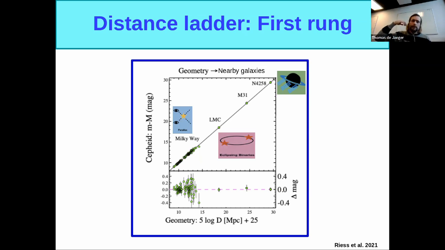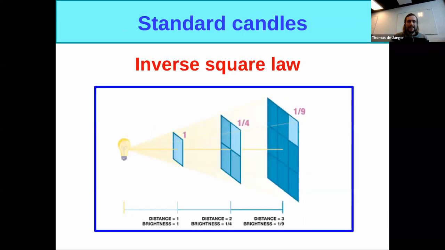Then you want to go further and further. You cannot use a ruler to measure distances in the sky, so you need to use what we call a standard candle. And this very simple method too is based on the inverse square law. Imagine you have a light here, and you are at a distance of 1. At a distance of 1, you receive a brightness of 1. If you go 2 times further, at a distance of 2, you will receive 1/4. And if you go to a distance of 3, you will receive 1/9. So the flux that you receive on the Earth decreases with the square of the distance.